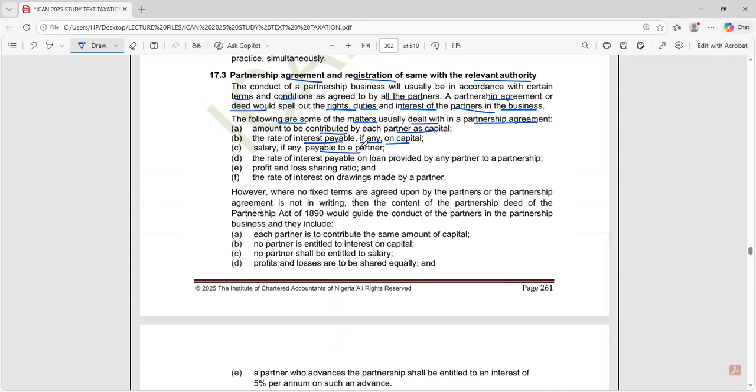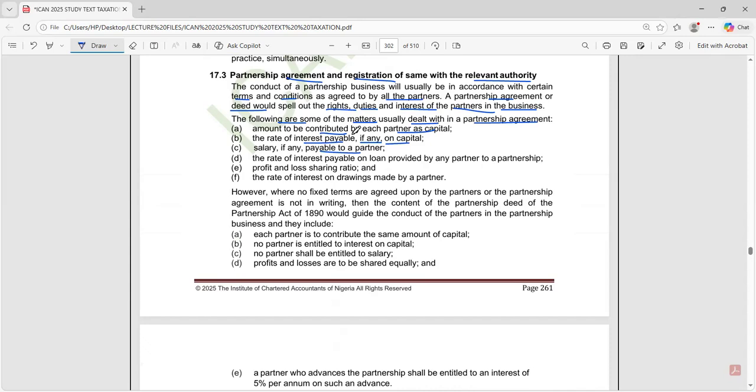You know, we have different types of partners. We have dormant partners, active partners, and the partner that you only use their name. I forgot the name of that person. But the active partner usually comes to the business; in fact, he manages the day-to-day activities. So it will be right to pay that person a salary because he comes to the business every day. It is different from the other partner that may not come to the business for months, even for a year. So where salaries are agreed, it is going to be stipulated in the partnership deed.